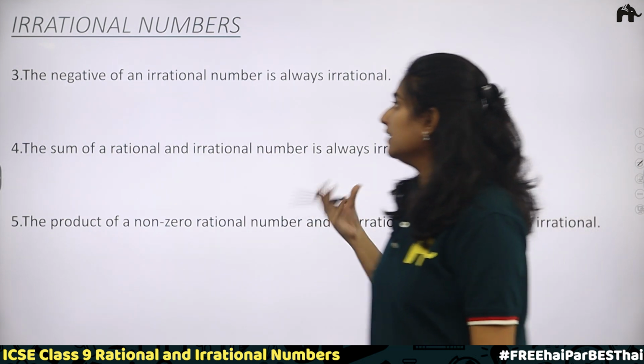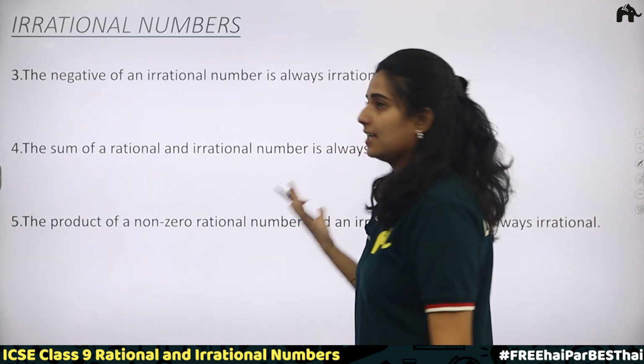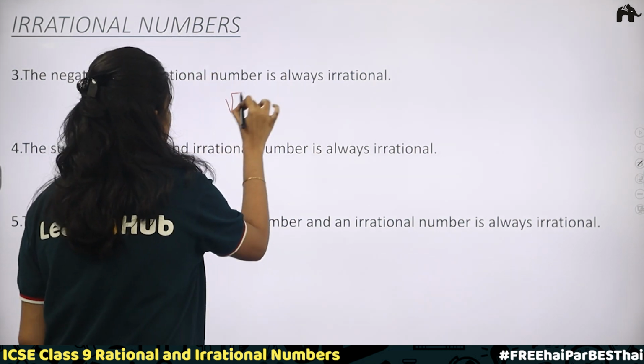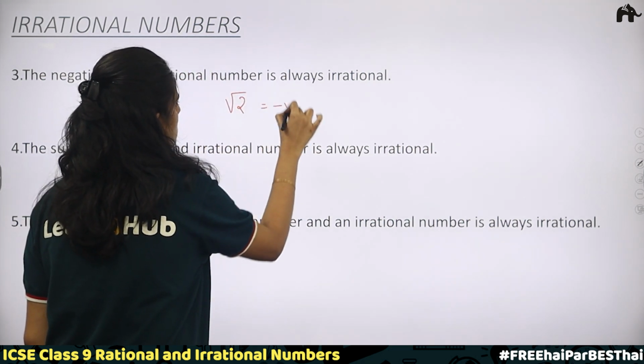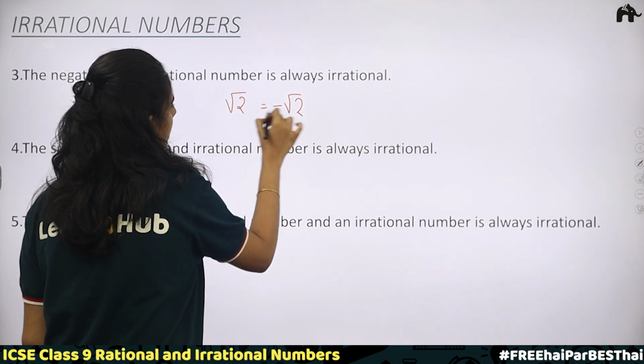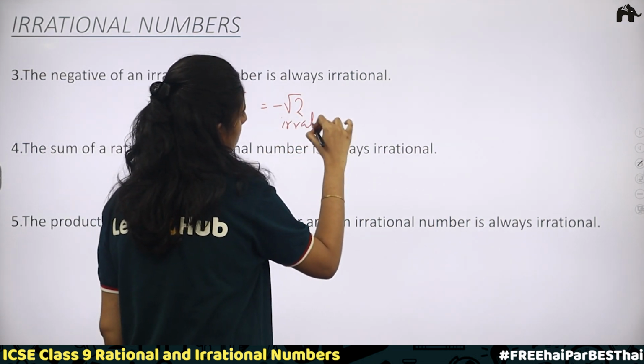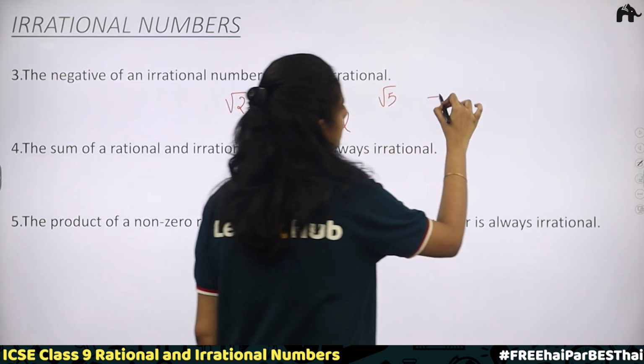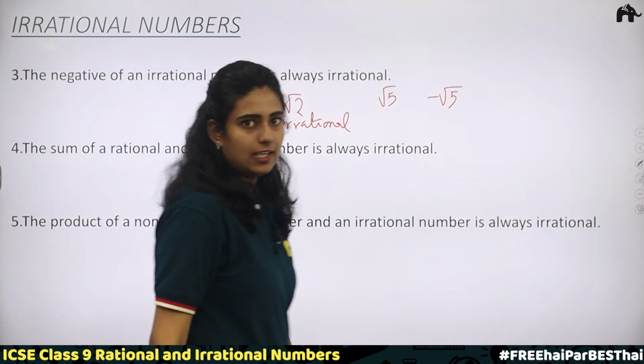Third property: the negative of an irrational number is always irrational. We have said that the negative of a rational number is rational. Root 2 is an irrational number. Negative of root 2, minus root 2, will also be irrational. Root 5 is an irrational number. Negative of it, minus root 5, will also be irrational.